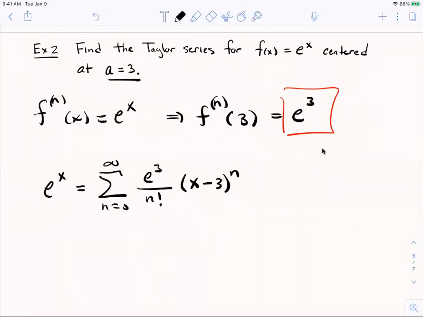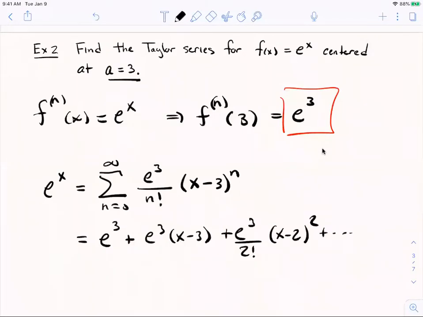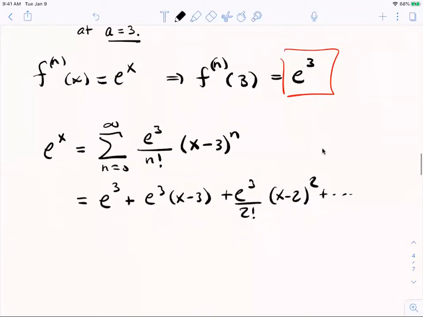All right? So if you started writing out a few terms of this, when n is 0, you're going to get e cubed over 0 factorial times 1, you're going to get e cubed. And then when n is 1, you're going to get e cubed times x minus 3. And when n is 2, you're going to get e cubed over 2 factorial times x minus 3 squared, and so on. So again, it's a polynomial expression. I'm going to leave it to you as an exercise.